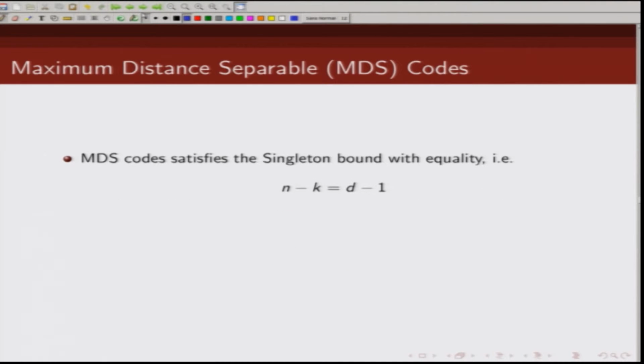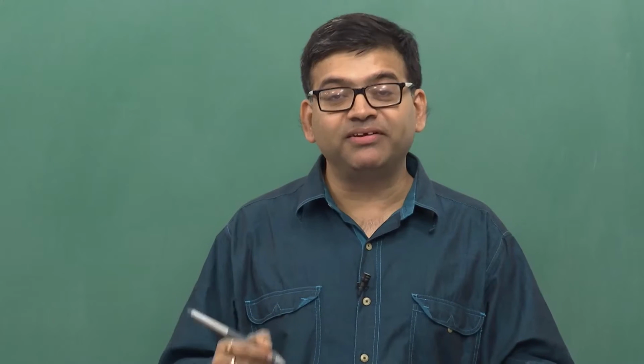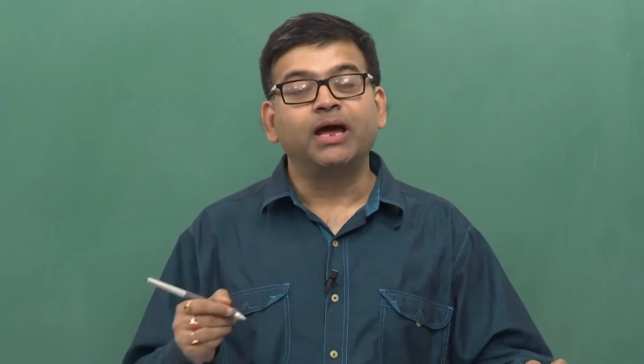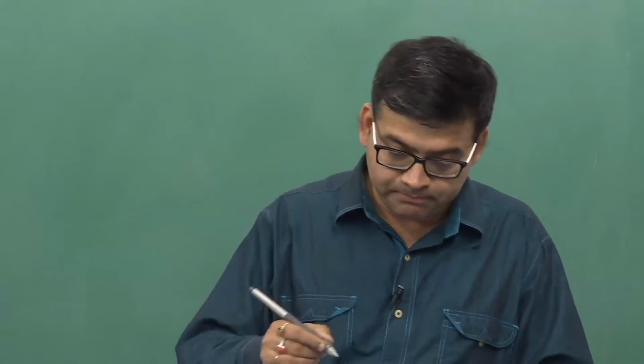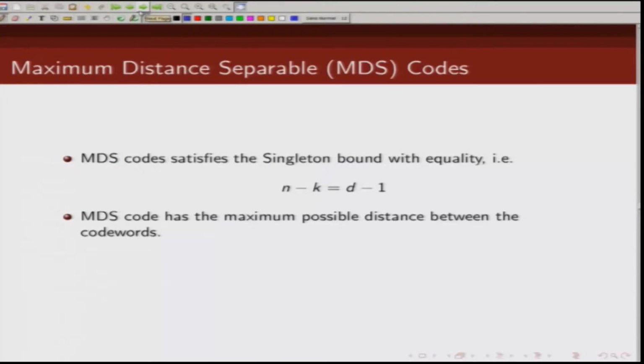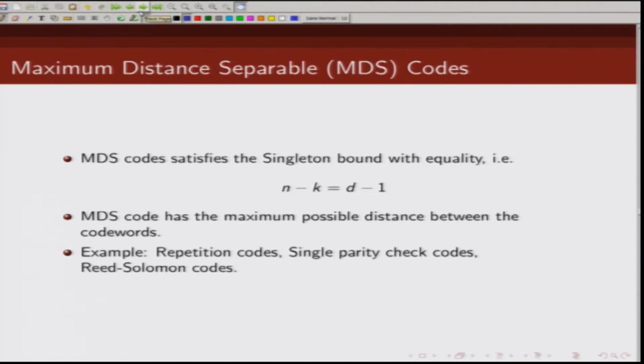Now, the codes that satisfy the Singleton bound with equality are known as maximum distance separable codes. Maximum distance separable codes have the property that the minimum distance is equal to n minus k plus 1. These are very good codes, they have the maximum distance possible between the set of code words. Examples of maximum distance separable codes are the repetition code, single parity check codes, and Reed-Solomon codes.